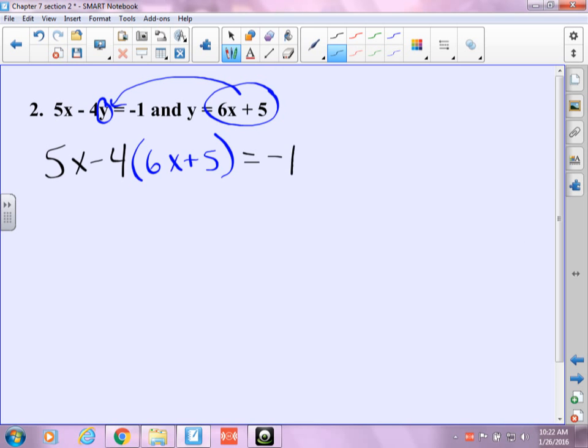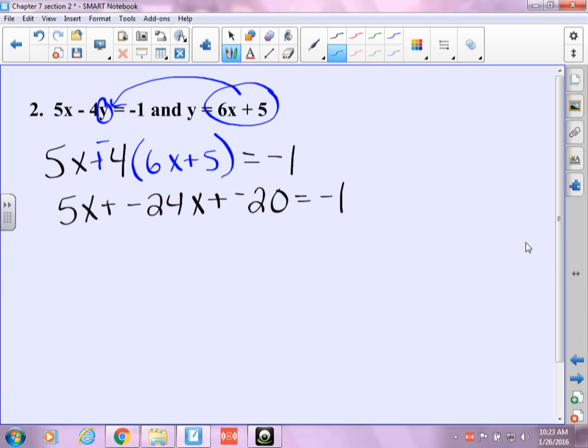Okay, now I need to do what? I need to distribute. Now some of you might want to do the chop chi. It might make it a little bit easier for you. All right? So I've got 5x plus negative 4 times 6x is negative 24x plus negative 4 times 5 is negative 20, right? So you've got the distributive property again. That's why when kids are like, oh, I don't need to know the distributive property, who cares? Well, it keeps coming back. When you think you're done with it, it comes back. And you're like, oh, crud.